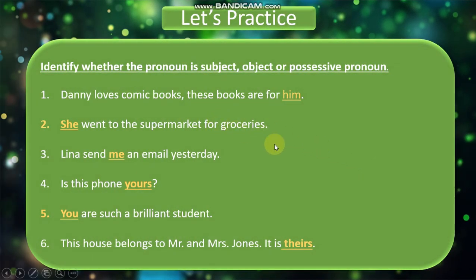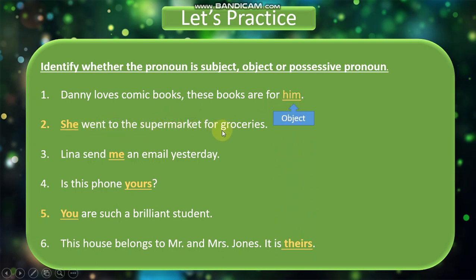Let's practice. Identify whether the pronoun is subject, object, or possessive pronoun. Danny loves comic books. These books are for him. So him, is it subject pronoun, object pronoun, or possessive? What kind of pronoun is this? Did you figure that out? Object pronoun. It is the receiver of the action, so it is the object pronoun.